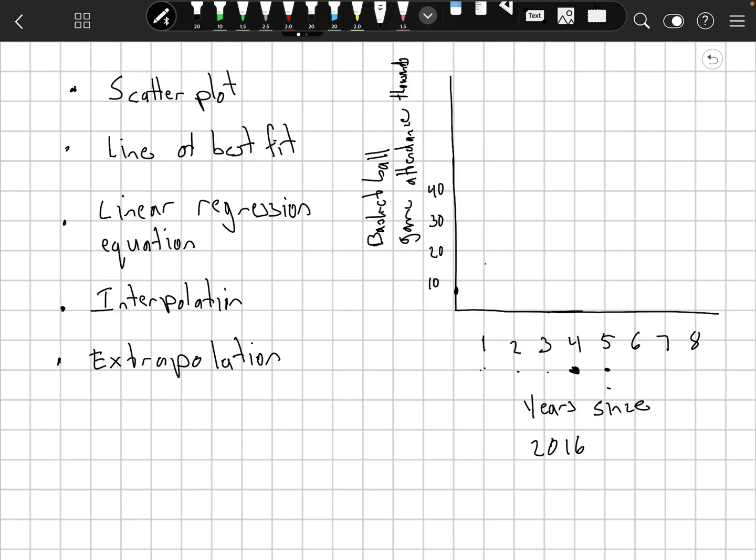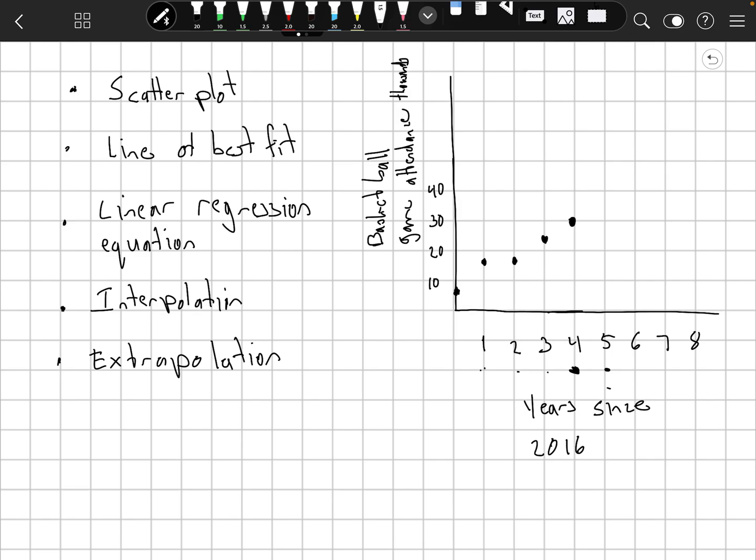and then in 2017 maybe there was about 16,000, and then maybe there was about 17,000, and then there was a little jump here to 22,000, and then let's say 30,000. And so we have some data, and each of those data points measures two different things. It measures the year, or the length of time since 2016, and it also measures the basketball attendance.